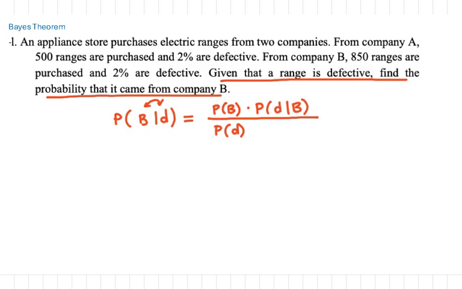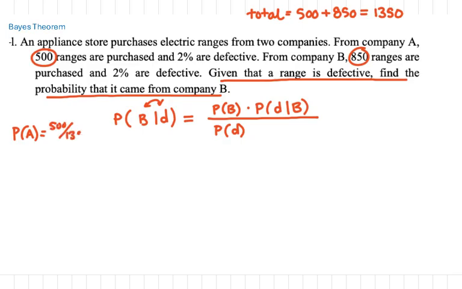Company A, there's 500 ranges. So the probability that we came from company A is, remember, there's 500 ranges, and there's 850 from company B. So the total number of ranges, 500 from company A, 850 from company B, that's 1350 total. And the probability that it came from company A would be 500 out of 1350 total. The probability that we came from company B is 850 out of 1350 total. Then let's continue to read.